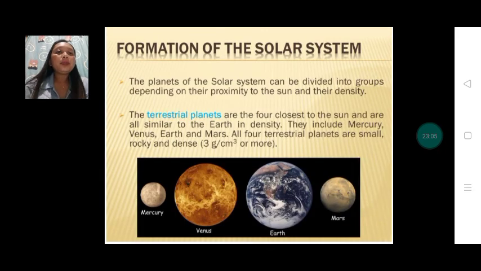Okay, so now, the planets of the solar system can be divided into groups depending on their proximity to the sun and their density. So the terrestrial planets are the four closest to the sun, all similar to the Earth in density. Okay, they include Mercury, Venus, Earth, and Mars. So all four terrestrial planets are small, rocky, and dense, which is 3 grams per cubic centimeter or more. So kaning Mercury, Venus, and Mars, duol sa Earth. Then parehas sila og density.